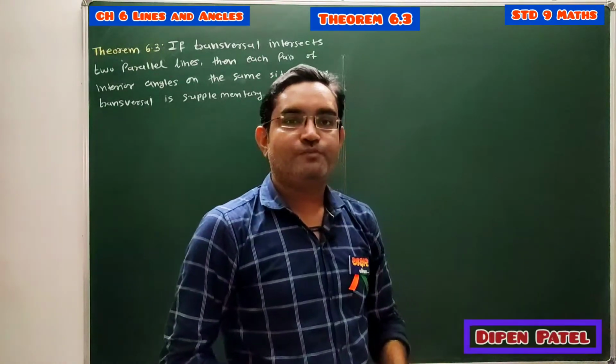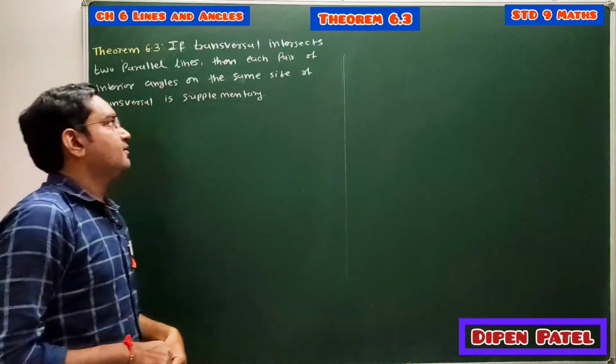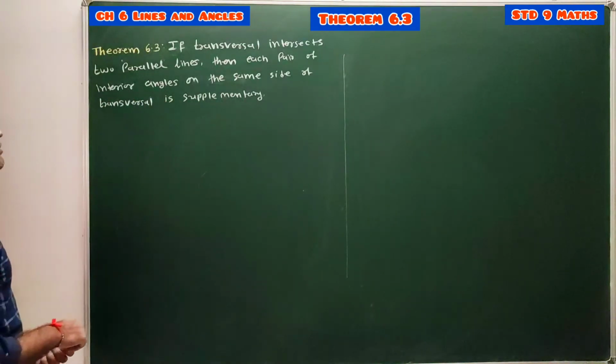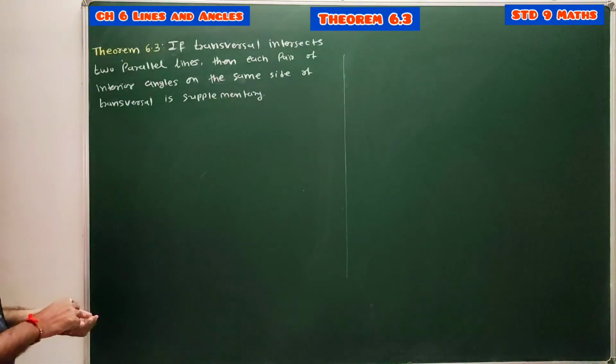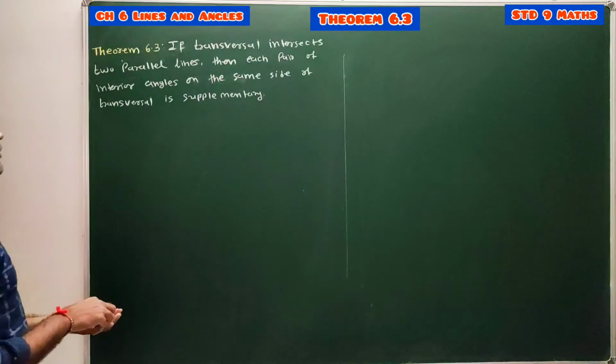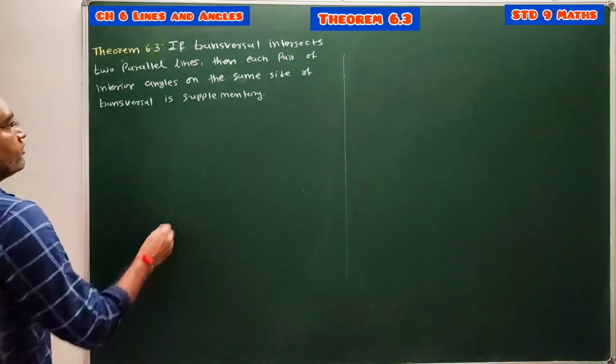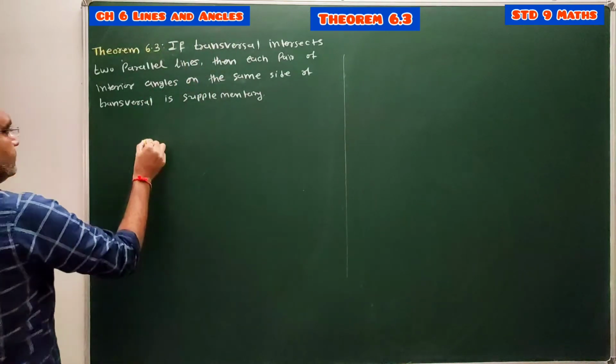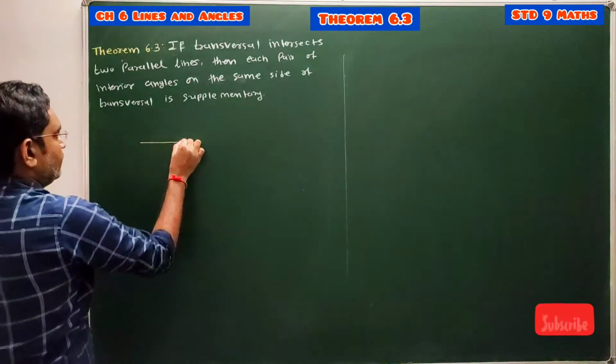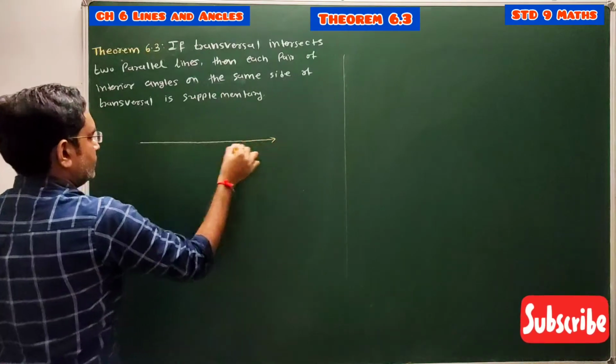Now we will prove theorem number 6.3. Here a transversal intersects two parallel lines, then each pair of interior angles on the same side of the transversal is supplementary. So a transversal and two parallel lines are given. So first we have to draw the diagram.